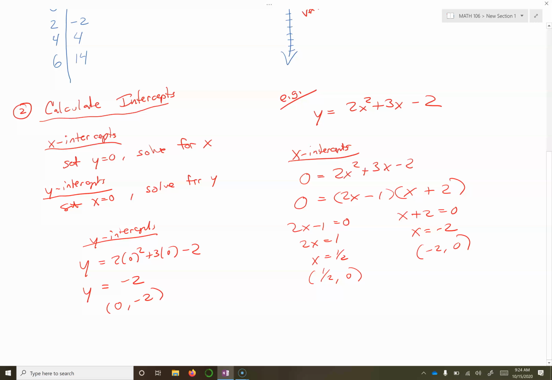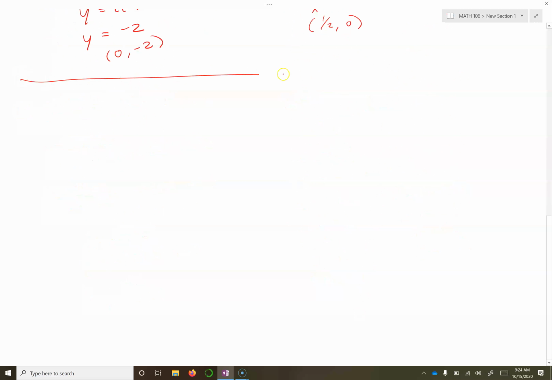Another way, we'll call this 3, is to look at symmetry. Okay, symmetry. All right, there's 3 types of symmetry that we could look at. One type is called y-axis symmetry.